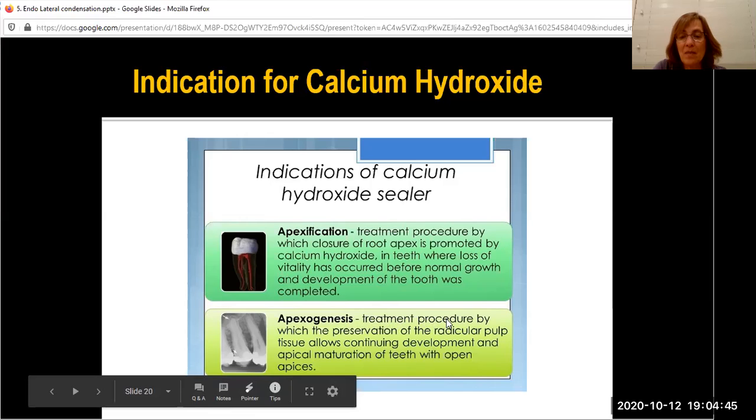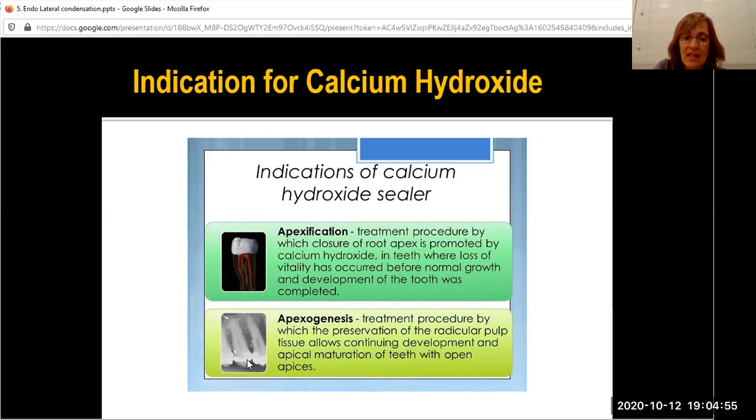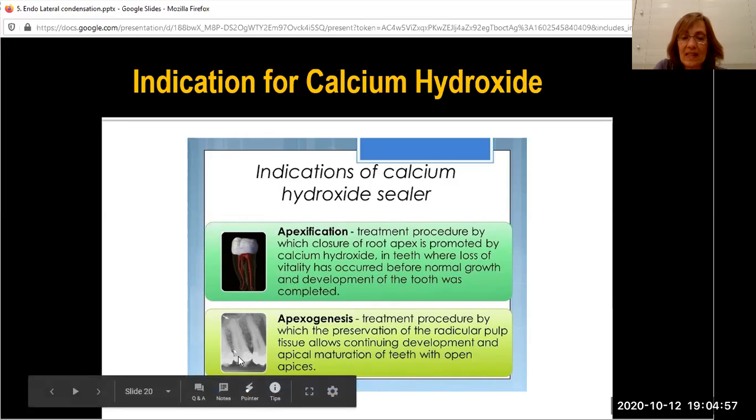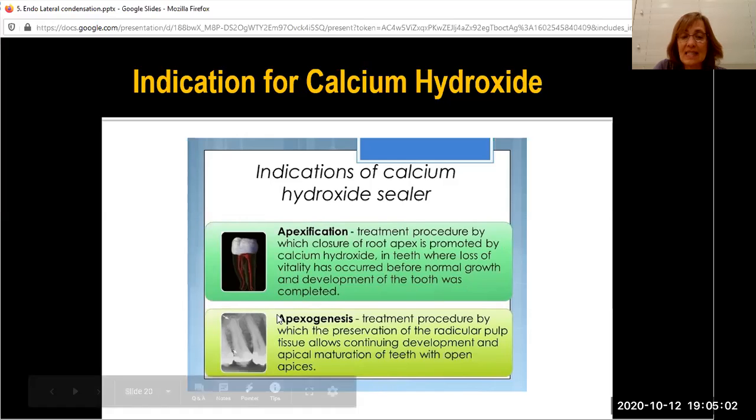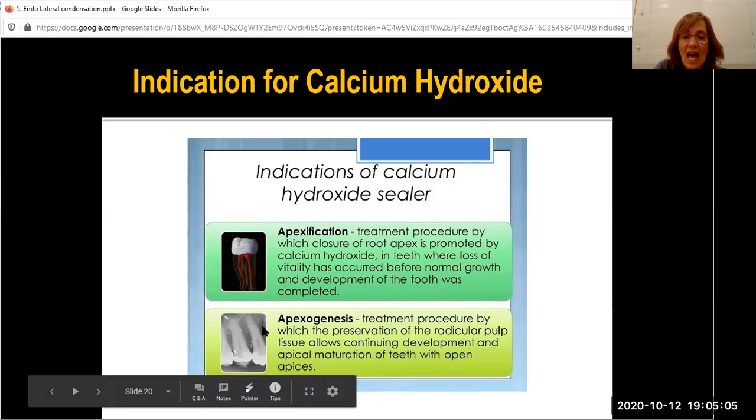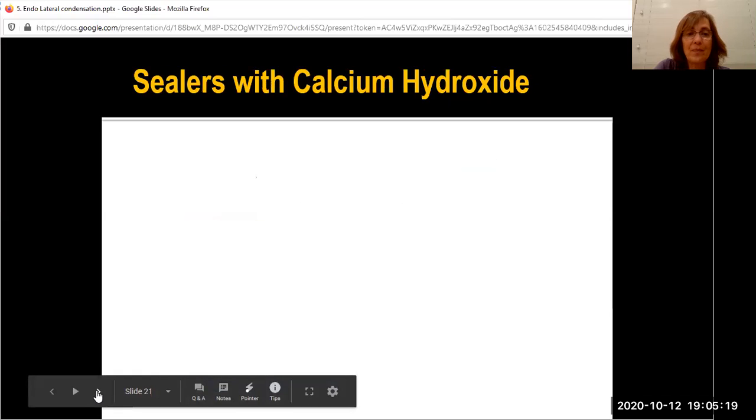Apexogenesis is the treatment procedure by which the radicular part of the pulp is contaminated. What we do is we clean that area out and we pack it with a hydroxide sealer, hoping to have apical maturation. And at times, depending on how quickly you access the area, and if not a lot of damage is done, the tooth may or may not need a root canal.